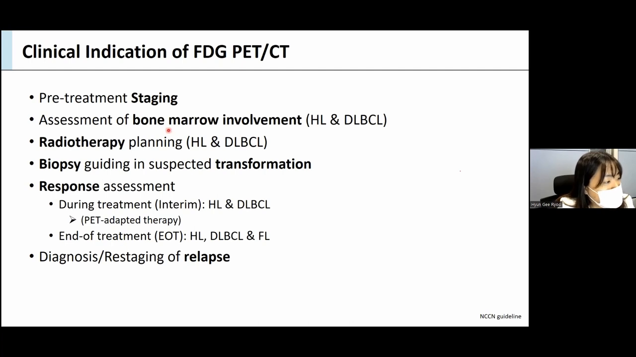Also, we use FDG PET for response assessment of lymphoma. So during the treatment, we can assess the treatment response. We can assess whether it has a good response to the chemotherapy or a bad response to the chemotherapy during the treatment. And also we can assess the treatment response after the end of the treatment, so we can predict the prognosis of the patients. And also we can diagnose and restage the lymphoma when it is relapsed. So FDG PET CT has a very various role for the clinical application in lymphoma.